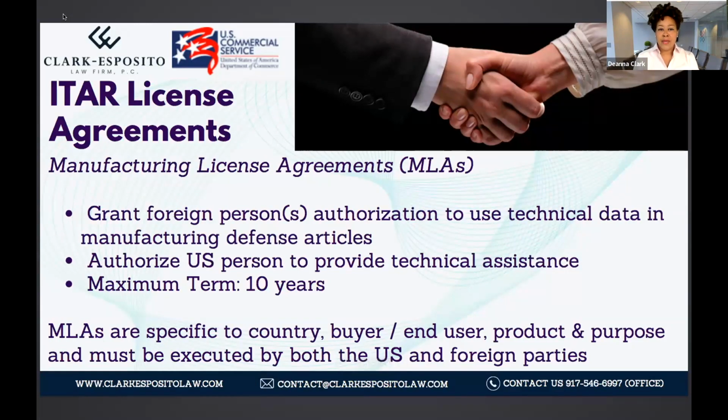There are also the MLAs, the manufacturing license agreements. What these do is grant foreign persons authorization to use technical data in manufacturing defense articles. They authorize a US person to provide technical assistance. That too has a maximum term of 10 years, and they are specific to the country, the buyer and the end user, the product and the purpose, and also must be executed by both the US and the foreign parties.